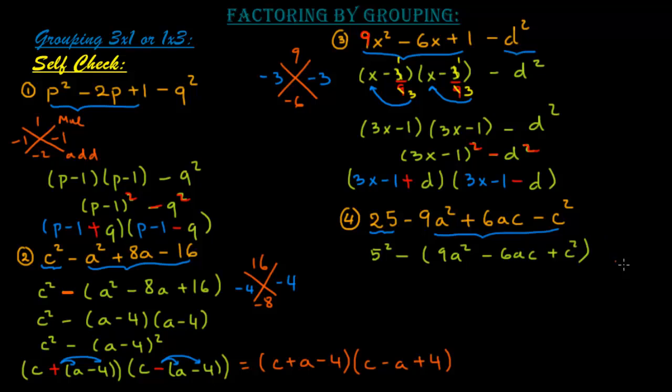Then we factor this one by the diamond form, so draw the x. We have 9 on the top, negative 6. It looks like we have the same diamond form as problem 3, so x minus 3.